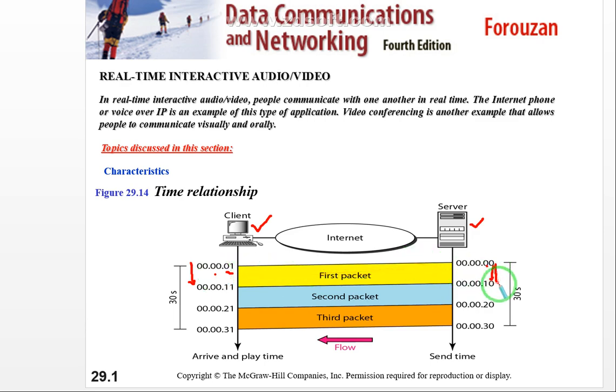So from 0 to 10 seconds, the client will receive from 1 to 11 for the first packet, then the second packet starts from 10 to 20, so it will start from 11 here, so it will be 12.